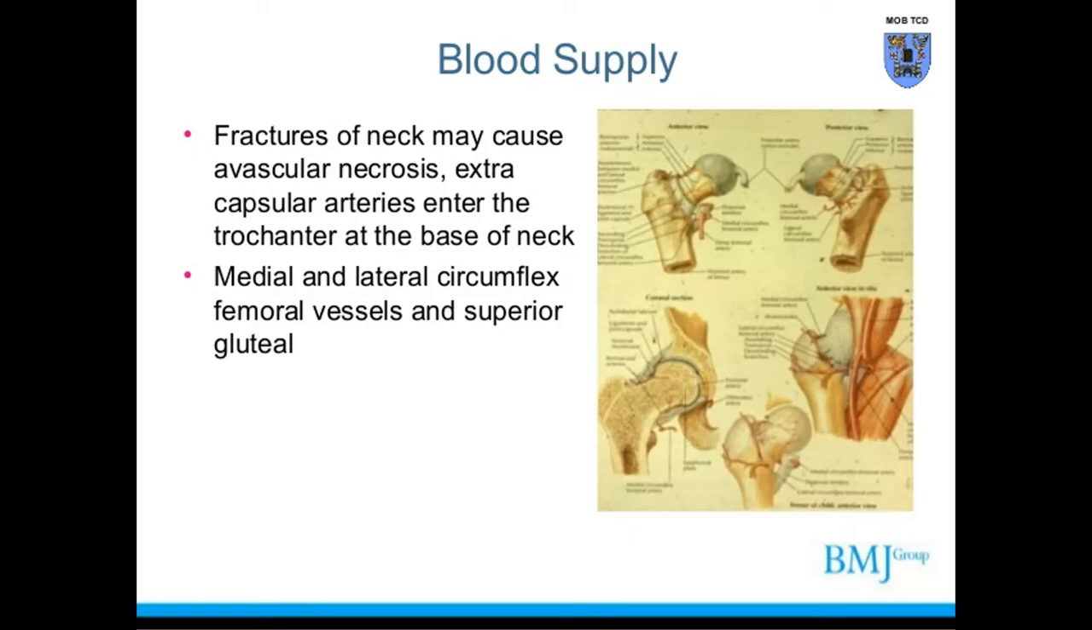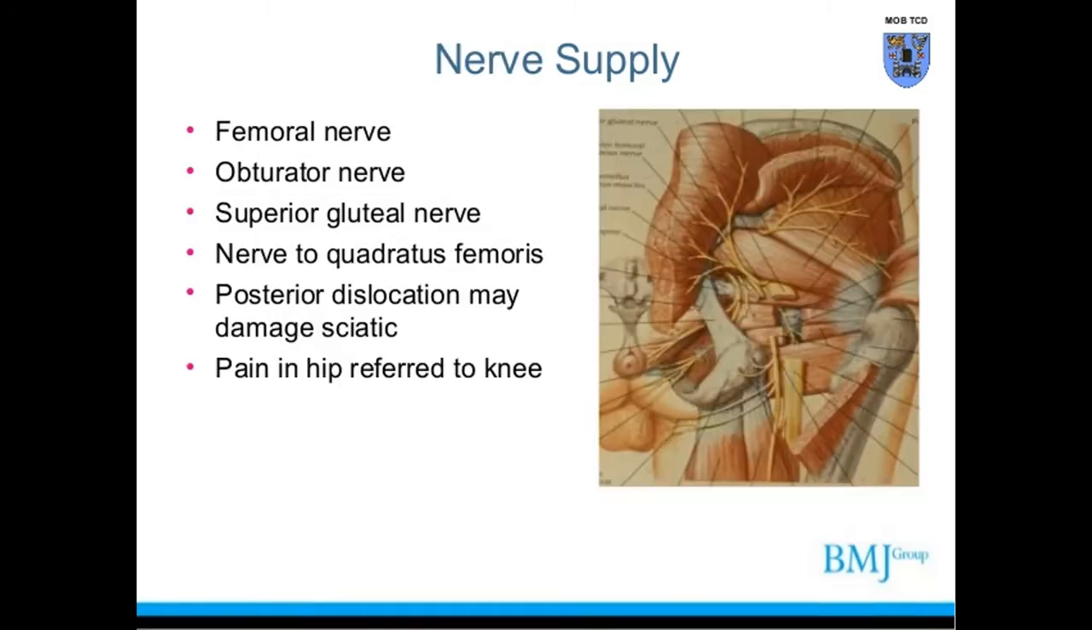This is very common, seen in elderly people who accidentally get femur fractures, pathological or due to injury. There is avascular necrosis of the head of femur due to this cause.